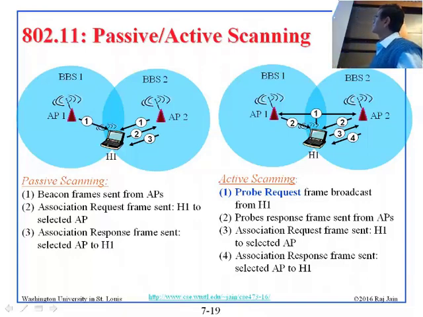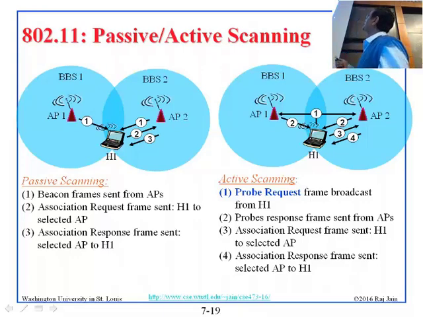Association requests are sent from the host to the access point. An association response comes back from the access point to the host. So you understand what is the association request and what is an association response. Association request is that I want to join your network. Response is yes, you're welcome.